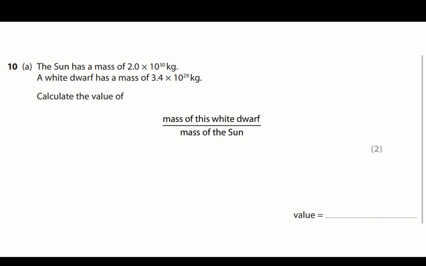I'm ready now. Question 10, so a little bit on astronomy now. Always learn your astronomy stuff for paper one because it's triple only material, so it's high probability of coming up. The sun's got a mass of 2 times 10 to the 30. A white dwarf's got a mass, and it just says plug those into those.